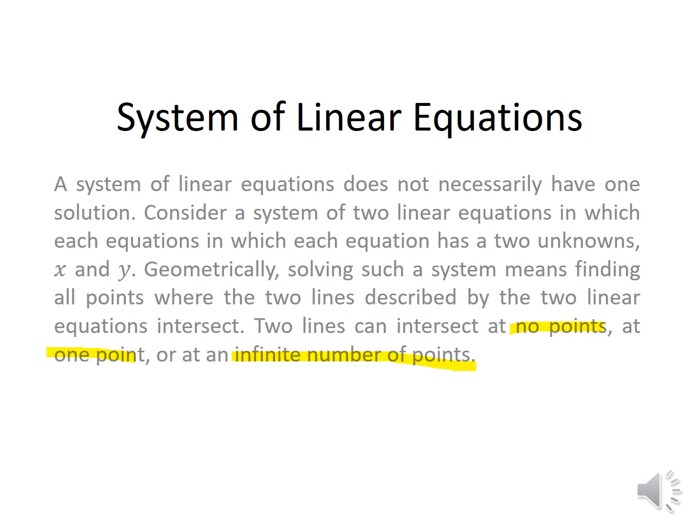This case is for two unknowns, two linear equations. The possible result may be no points, one point, or an infinite number of points.